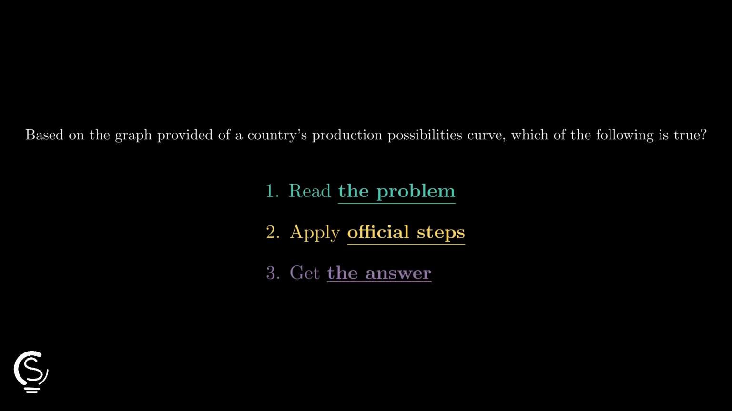Let's level up. Production possibilities curves show us exactly how a country uses its resources. Let's quickly analyze this graph to find the true statement about efficiency together.